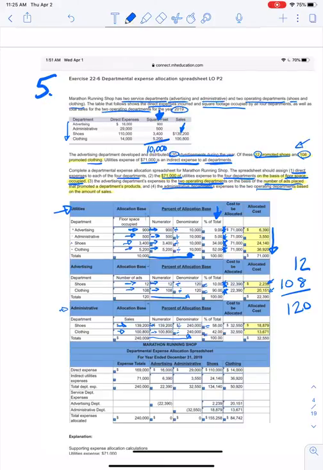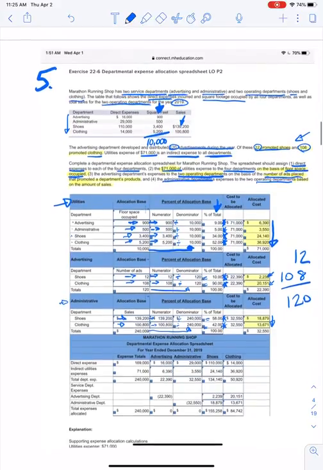Now, we know that there are $32,550 in these costs to be allocated. So we'll multiply by that and we'll come out to both of these numbers here. So hopefully not too bad so far.